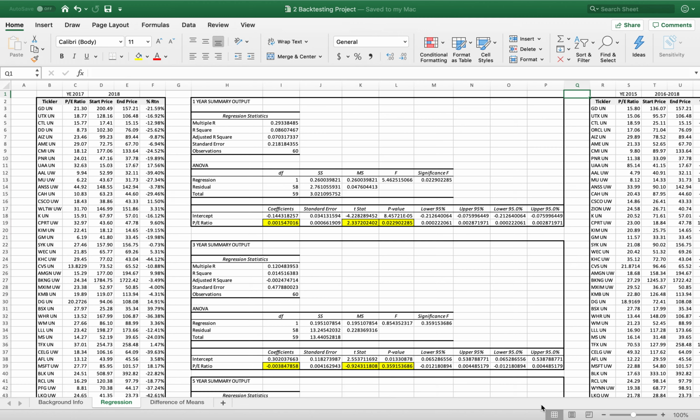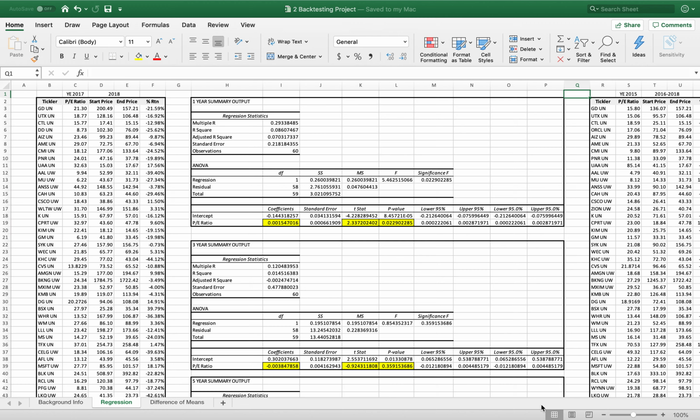For this test, I used 1-year returns, 3-year returns, and 5-year returns. I used the PE ratio from the previous year end. For example, for my 3-year returns, I used returns from January 1st, 2016 until year end 2018. The PE ratio I used for that was year end 2015. For this backtesting, I used two different tests, one being the regression and one being the difference of means.